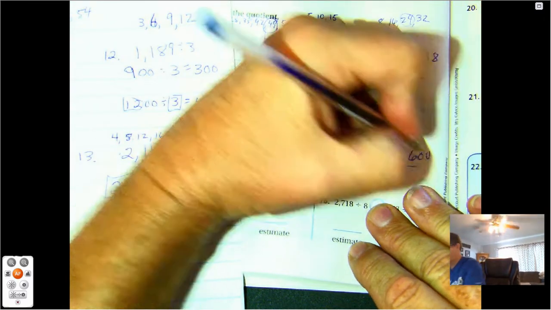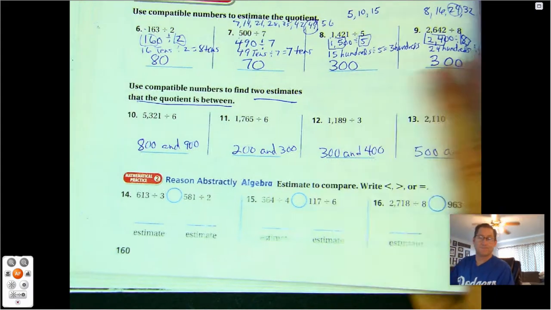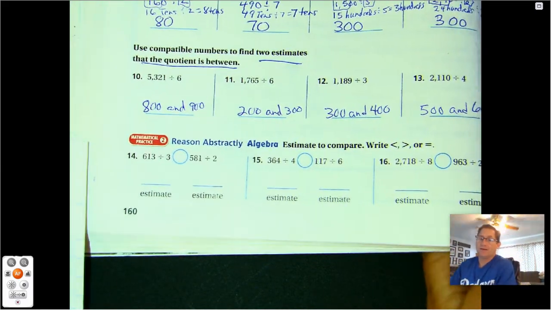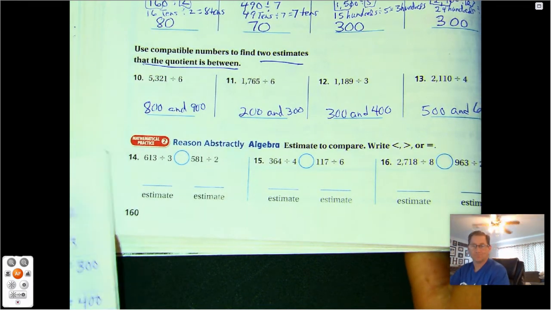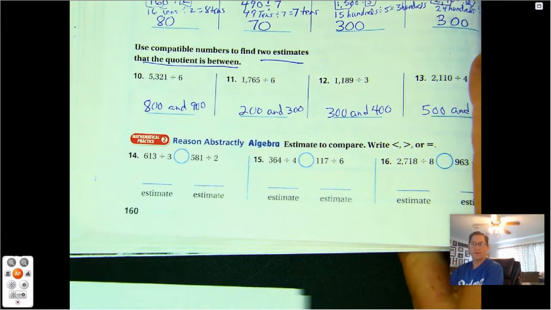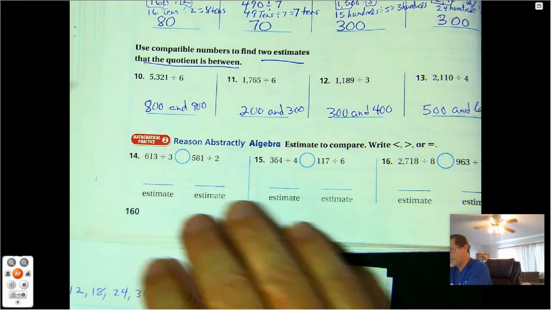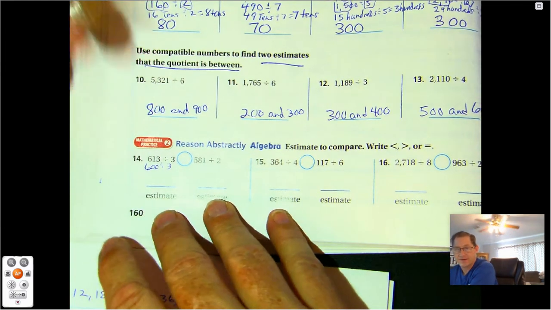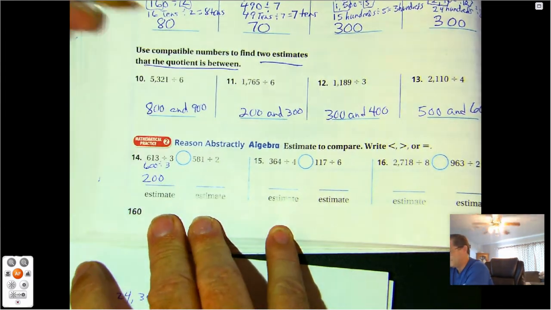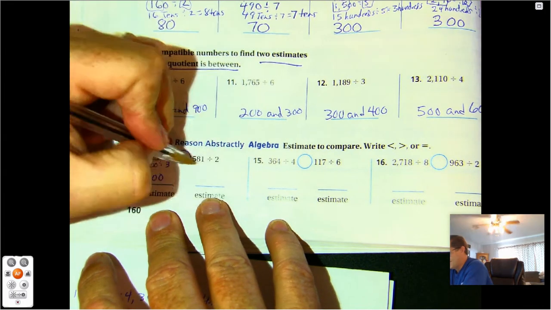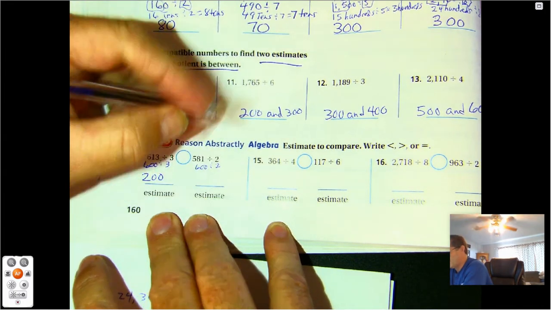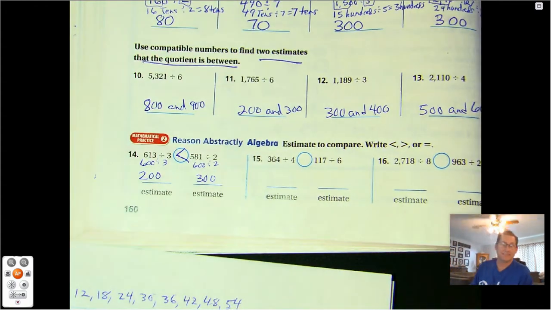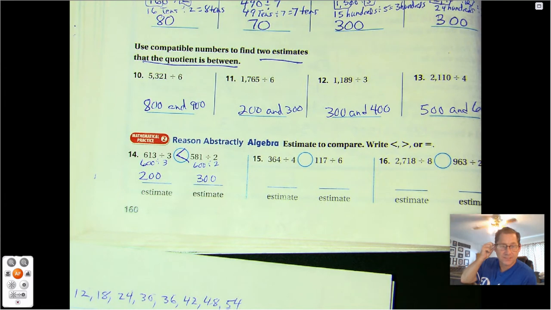All right, great. 14. Reason abstractly. Estimate to compare. Write less than, greater than, or equal. So 613 divided by 3. Well, 6 can be divided by 3 to get 2, so 200. 581, I'm also going to call that about 600, and that's going to be about 300. So I'm going to say 14 is less. 613 divided by 3 is less than 581 divided by 2.